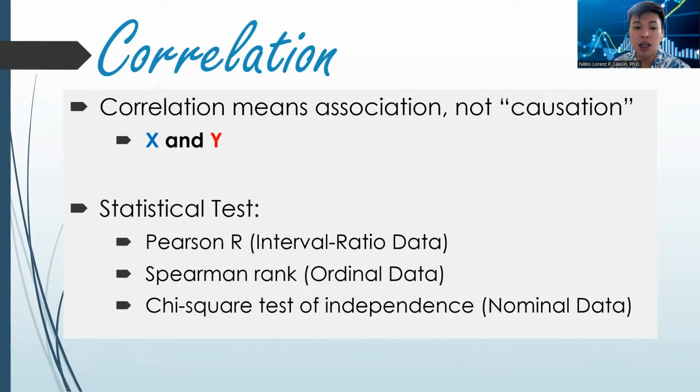The statistical tests that use correlations are as follows. You have Pearson R, which can be used if you are dealing with interval or ratio data. Spearman rank is used if you have ordinal data, and chi-square test of independence if you have nominal data.